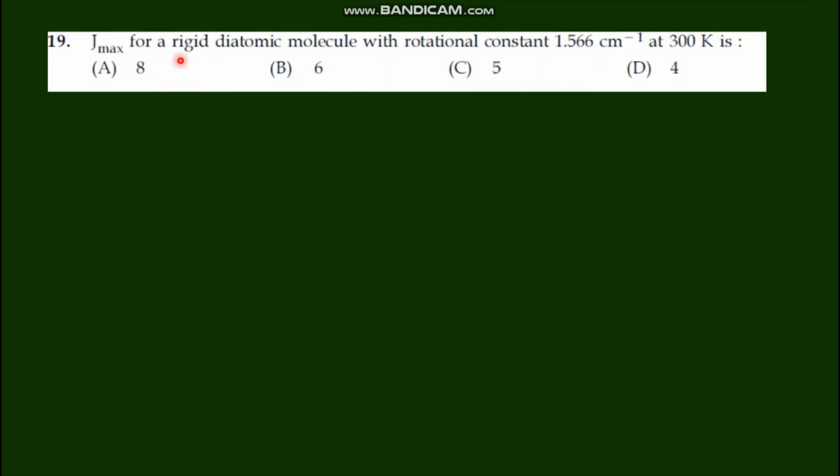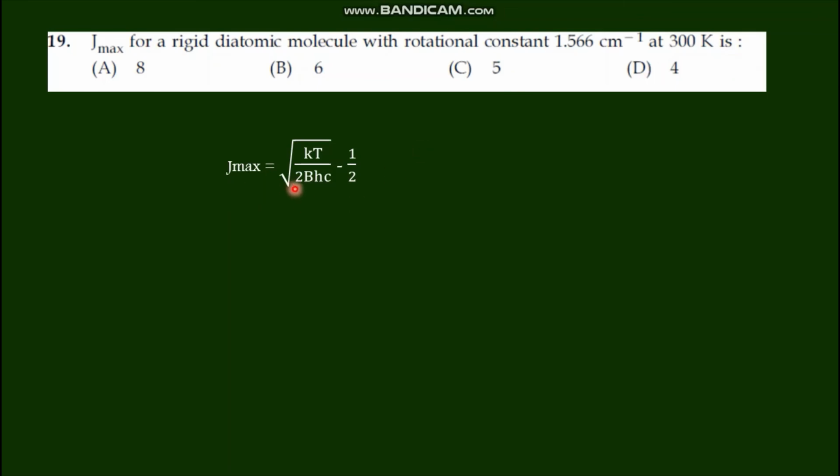Next, J max for a rigid diatomic molecule with a rotational constant 1.566 cm inverse at 300 Kelvin is. Rotational spectroscopy, one video is there. You can check the spectroscopy playlist. I think I have uploaded rotational, vibrational, IR, NMR, Mossbauer, Raman. In that playlist you can check the videos.